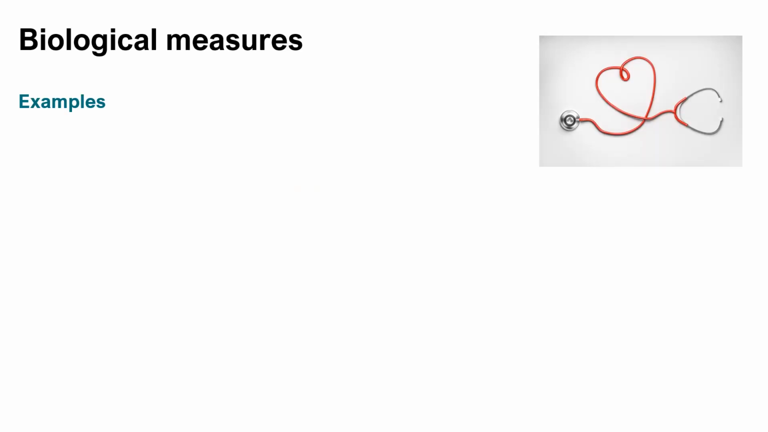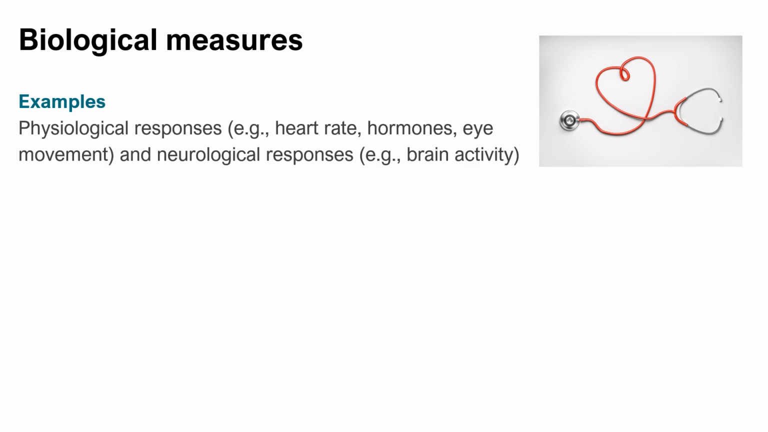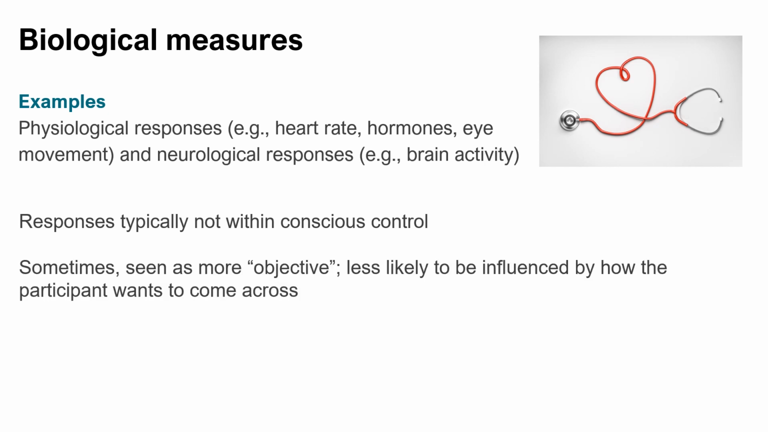Biological measures include physiological responses, such as heart rate, hormones, eye movements, and neurological responses, brain activity. And these responses are typically not within conscious control. Sometimes biological measures are seen as being more objective, as they may be less likely to be influenced by how the participant wants to come across.